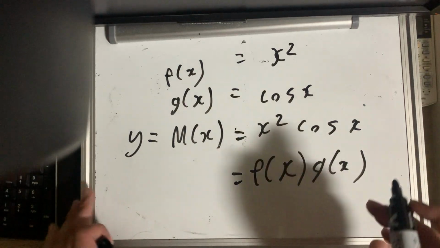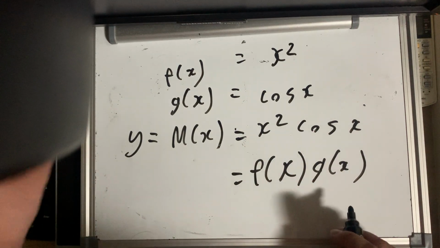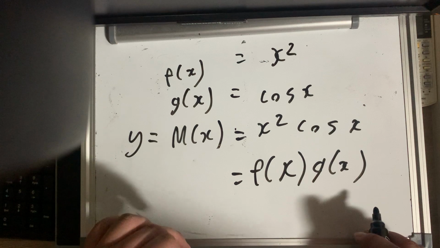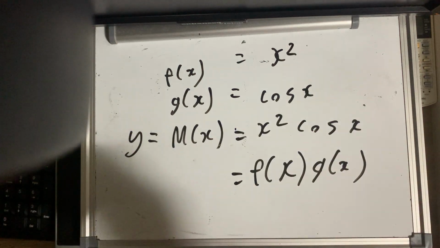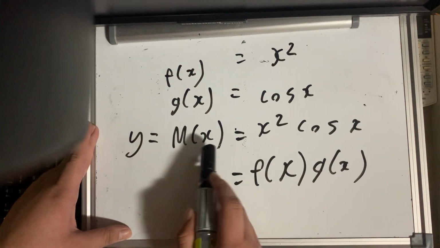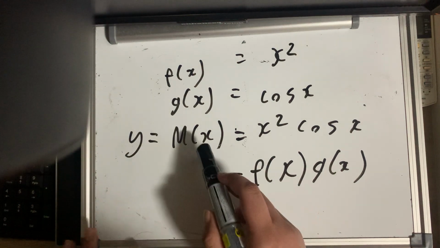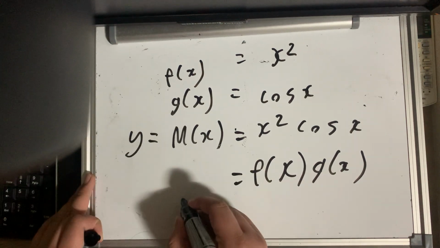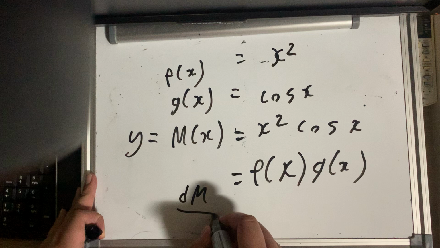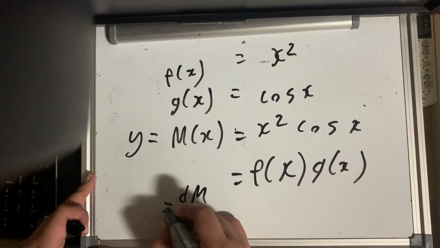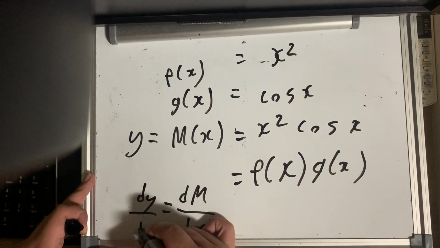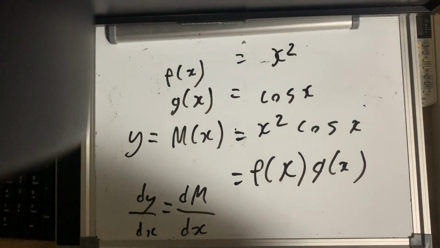A derivative is a small change in one variable divided by a small change in another variable. And when it comes to functions, a derivative is a small change in the output of the function, m of x, to the small change of the input, x. Derivative is dm over dx. That's basically the derivative, the same as dy over dx. Okay? And how do you find this?